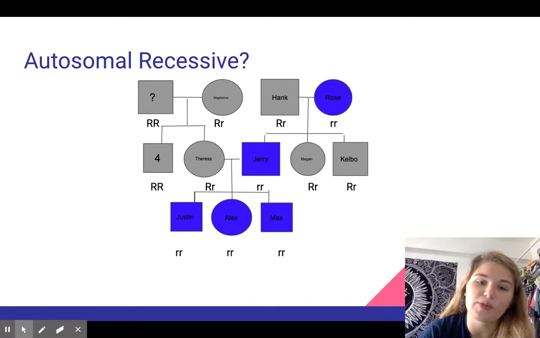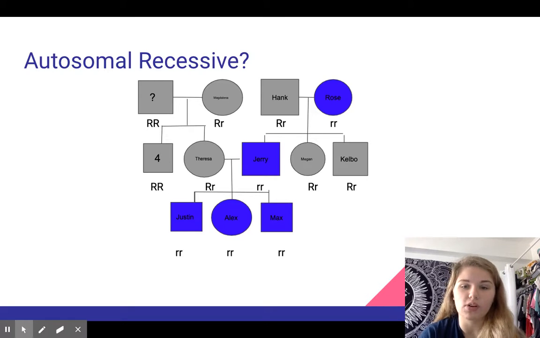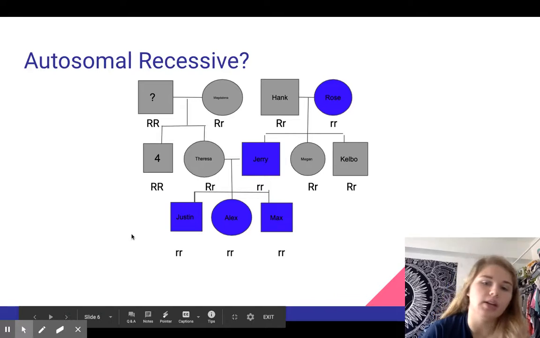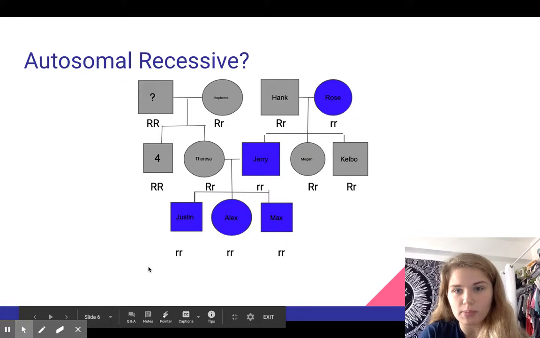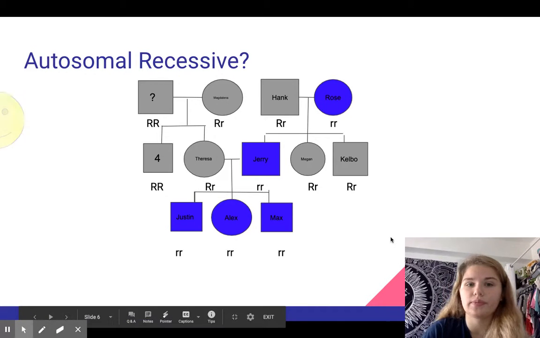And then autosomal recessive, I also found that that did work out for this pedigree because I went ahead and put lowercase r's for all of the people that were affected, and it seemed to work out.